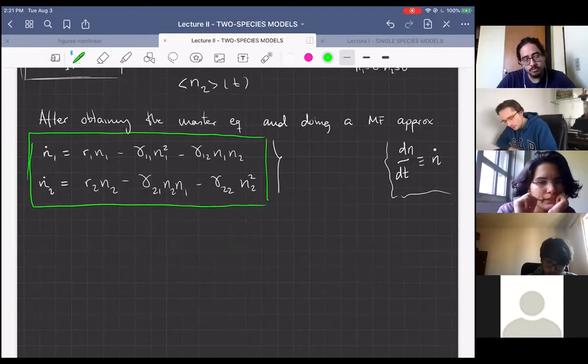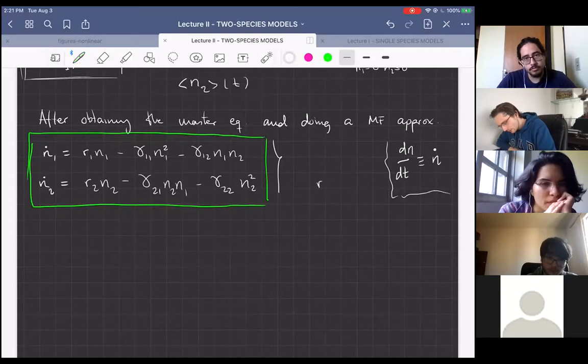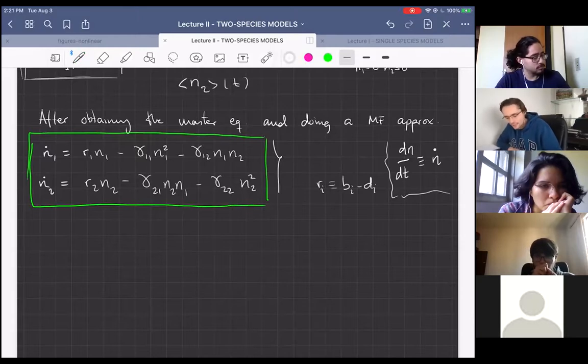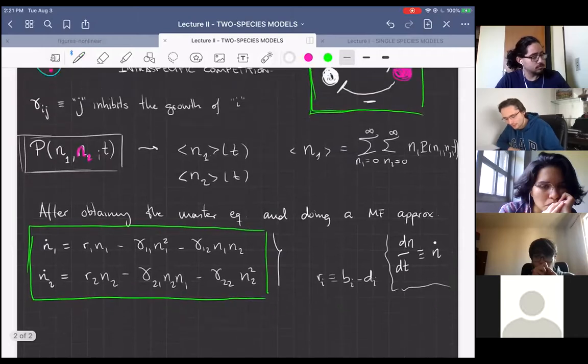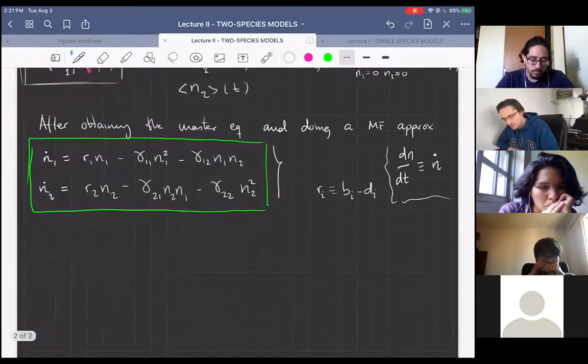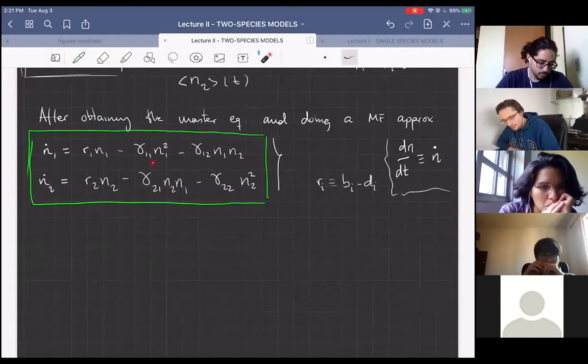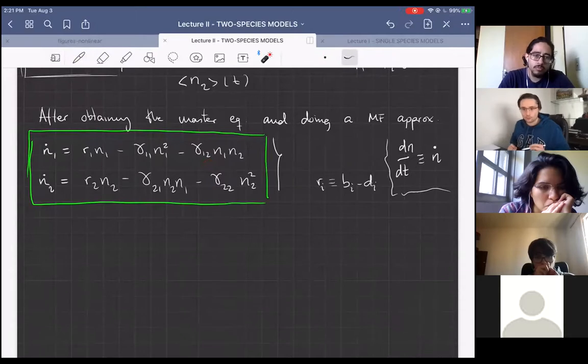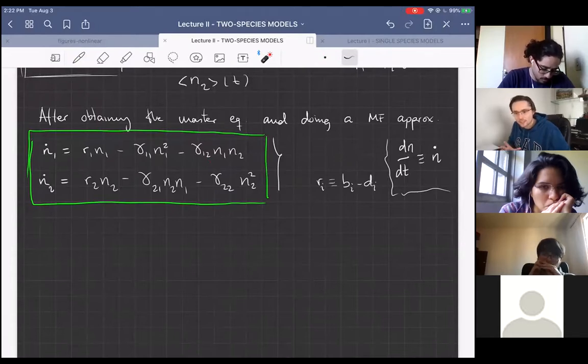If you remember from yesterday, I'm defining R sub i as the difference between the V and D that we had yesterday. And here, these gammas follow the definition that I introduced already here. Gamma 1,1 is the intraspecific competition of species 1, so it is how species 1 inhibits itself. Gamma 1,2 is how species 2 inhibits species 1, and so on and so forth. Okay, so we have our system of ODEs.